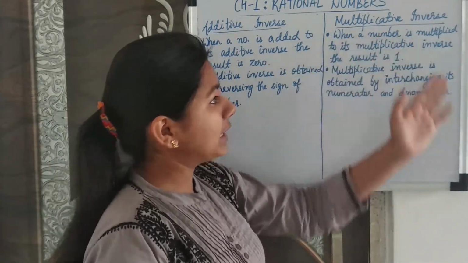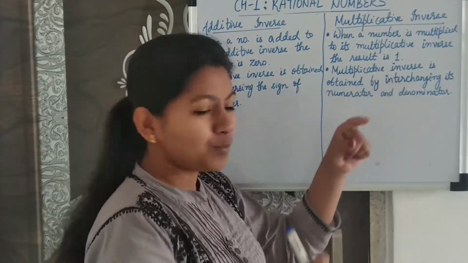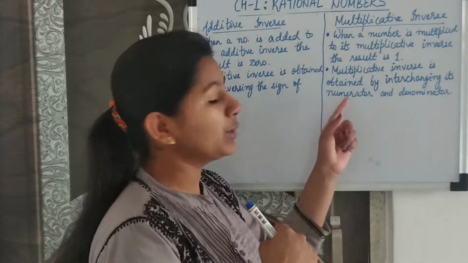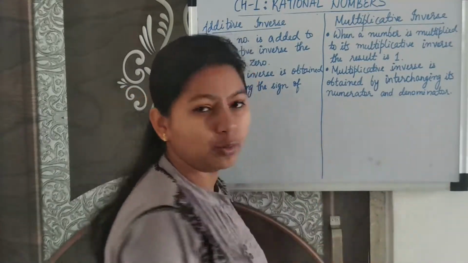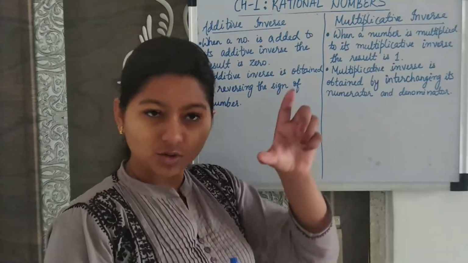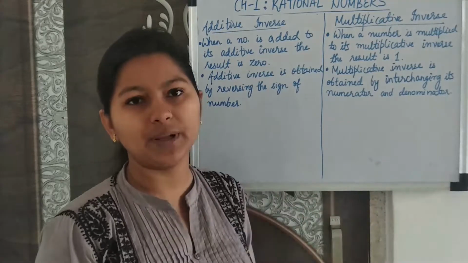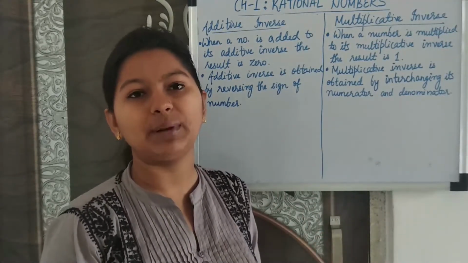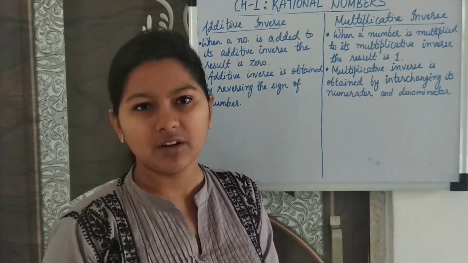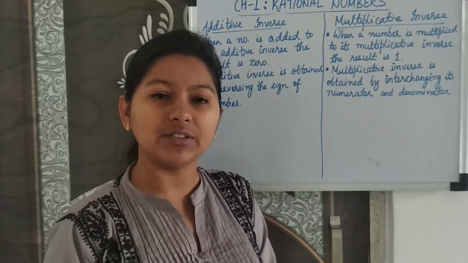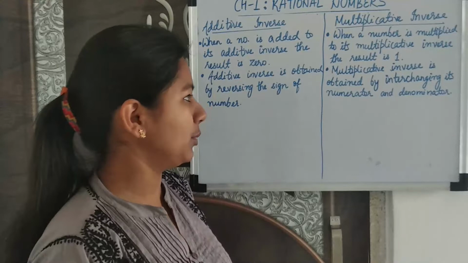Similarly, how is multiplicative inverse obtained? Multiplicative inverse is obtained by interchanging its numerator and denominator. In this, the role of numerator and denominator is important. So, for any number, we have to check what its numerator is. For example, I want to know the multiplicative inverse of 3 upon 5. So, the numerator is 3 and the denominator is 5. So, its multiplicative inverse will become 5 upon 3. I have reversed the numerator and denominator.